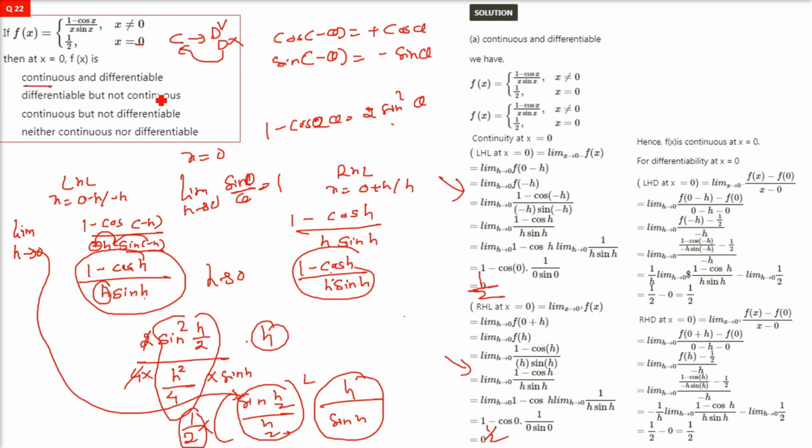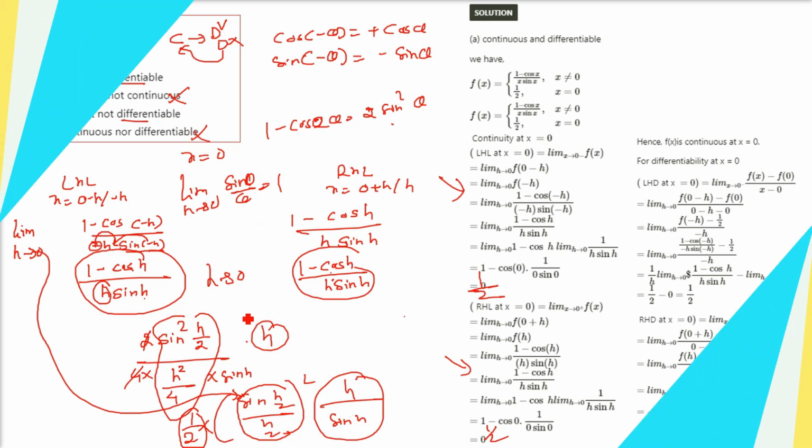This function is continuous. Not continuous, you can cancel out. This will just check. Not continuous, so this also we can cancel out. So we have the first and third one: continuous and differentiable, continuous but not differentiable.